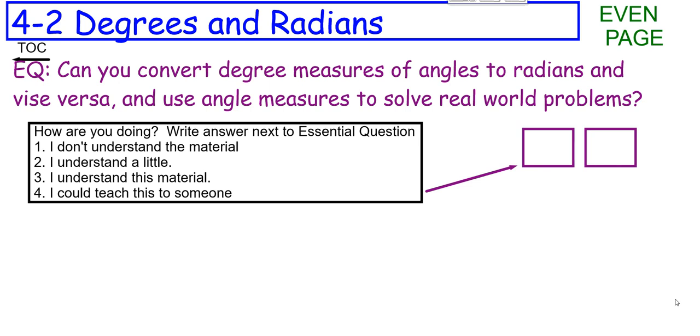This is a recording for math analysis, and it's for section 4-2, degrees and radians. I have to apologize because in all of this unique situation that we have, I do not have all of my files at home, and that's where I'm recording this from. So I'm actually starting a new file.